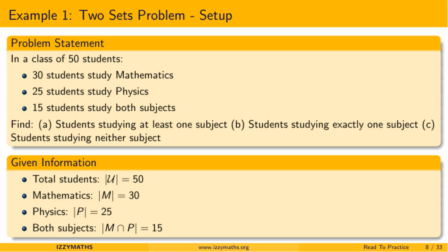The total number of students is 50. The absolute value of M equals 30 for mathematics. The absolute value of P equals 25 for physics. The absolute value of M intersection P equals 15 for both subjects.